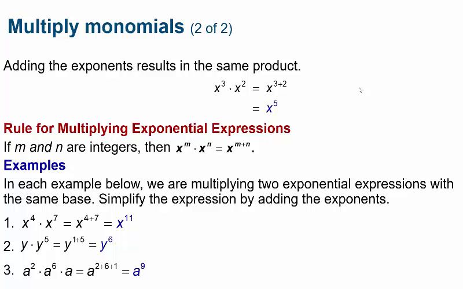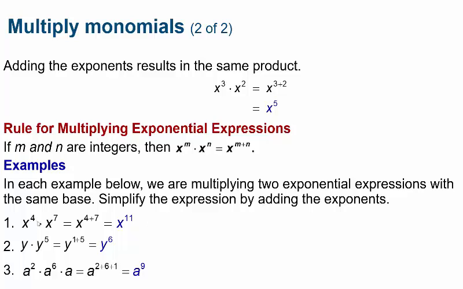If m and n are integers, and we have x to the m times x to the n, so the base is the same, okay, this only works when the base is the same, this results in x raised to the m plus n power. So in each example below, we're going to multiply two exponential expressions with, this is important, the same base, simplifying the expression just by adding the exponents.